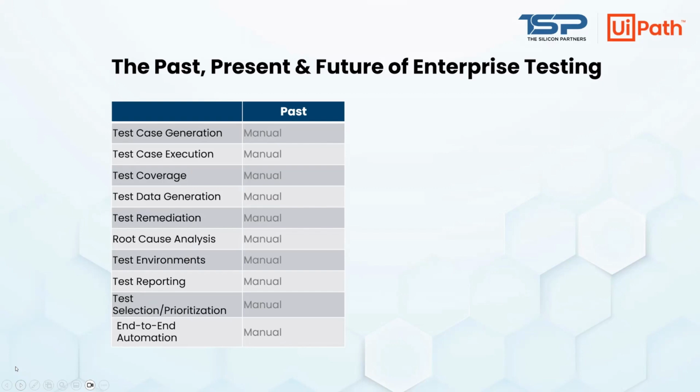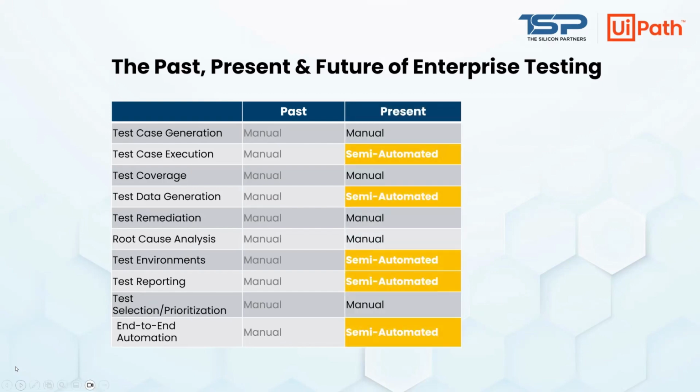all started as manual. But as we started to enter the age of automation, we got some real lifts in some of these areas, specifically in test case execution, test data generation, some environment management and reporting, and end-to-end automation. We started to see some real gains from automation. We were not necessarily able to fully automate it, but we got a lot of benefit out of being able to automate some, most, or parts of these areas.